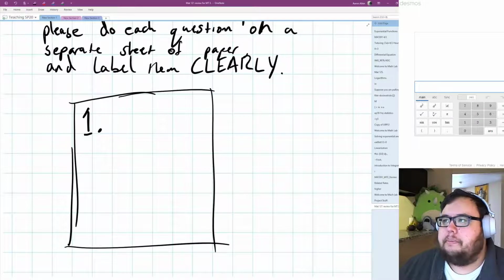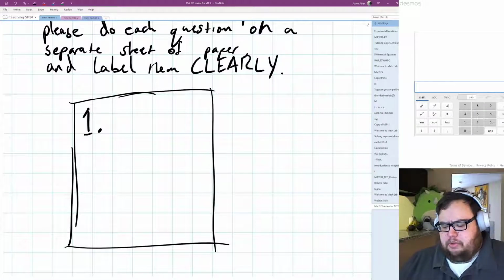If you do it on a separate sheet of paper, you can just submit only the questions you do. You don't have to submit blank pages, although if you want to, blank pages for the questions you don't do would be nice.